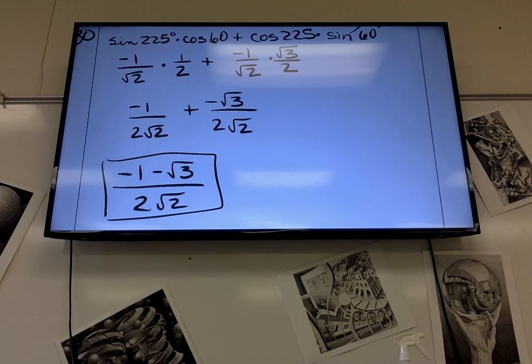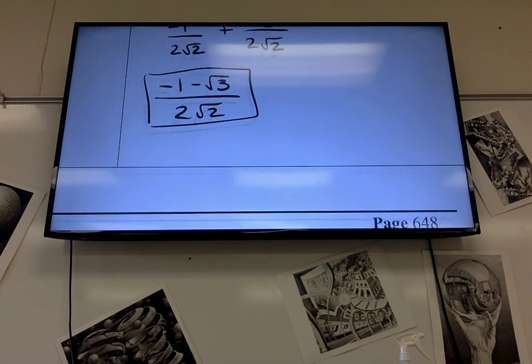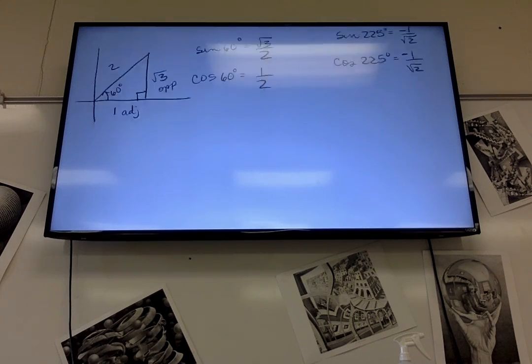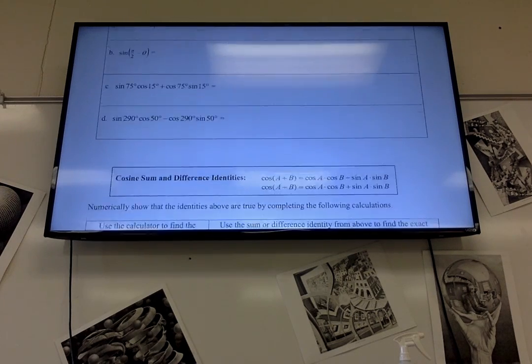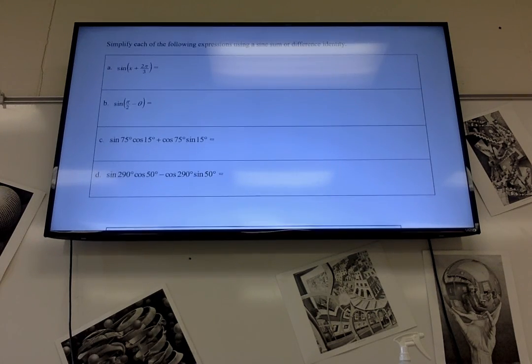Good? Okay. So let's look at the next page. So we're simplifying each of the following expressions using the sine sum or difference identity. I'm sorry you got beat up while you're over there.